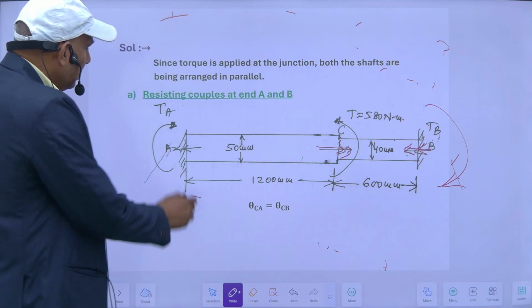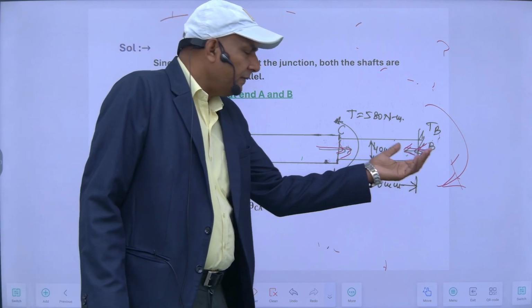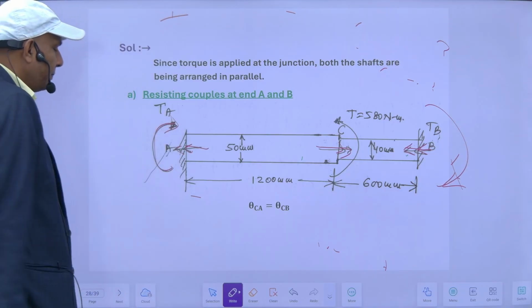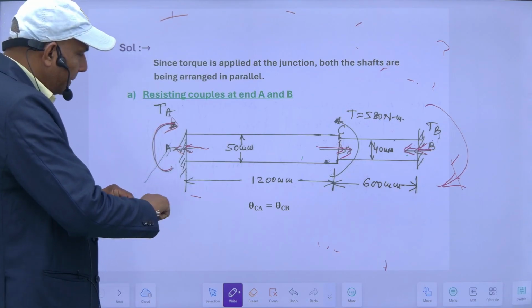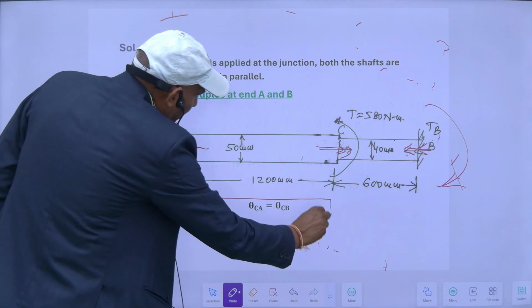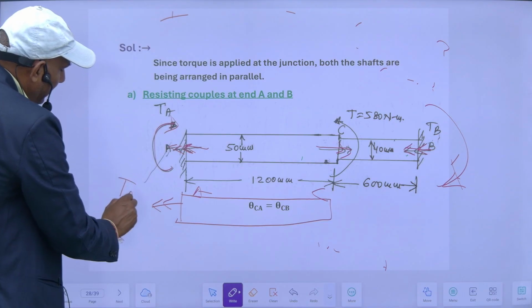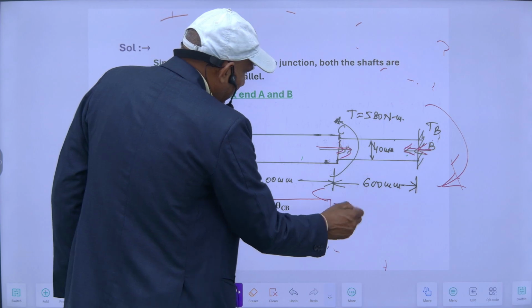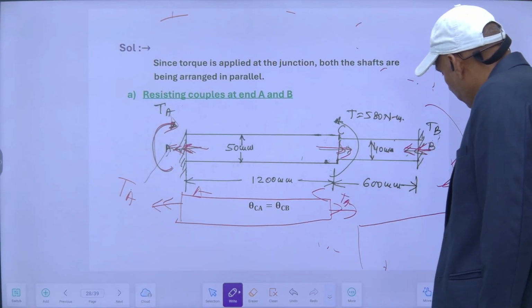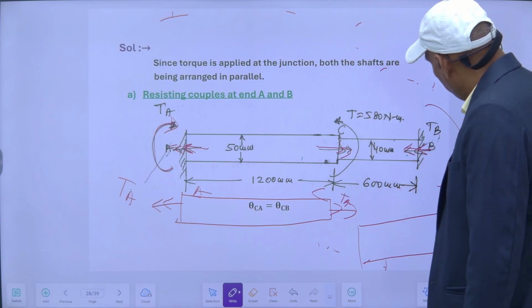And this is my TB. I can assume any of the directions here. If the value comes out negative, it will be opposite, otherwise the same. So suppose it is anti-clockwise here. It is clockwise, sorry. So clockwise means like this one. So these are my assumed directions. If I draw the free body diagram of this portion, it will be like this. This is TA. So obviously you apply here the same. This will also be equal to TA. And for this portion, this will be equal to TB.